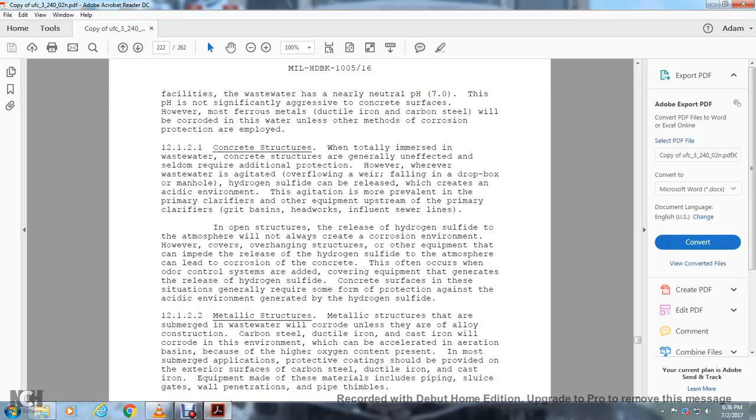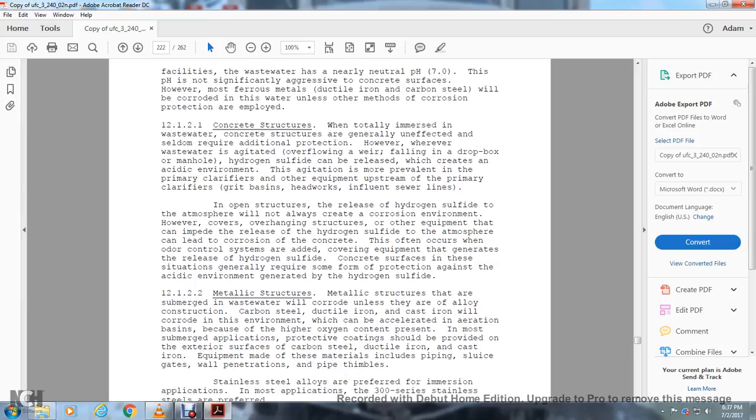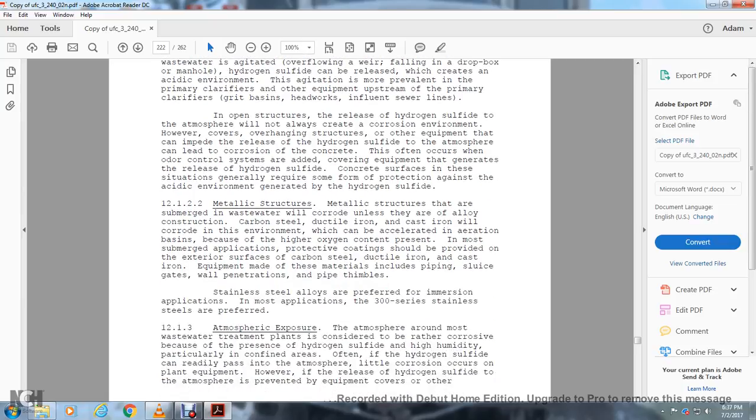An open structure that releases hydrogen sulfide to the atmosphere will not always create a corrosive environment. However, covers, overhangs, and other equipment can impede the release of hydrogen sulfide to the atmosphere, which can lead to corrosion of the concrete. This often occurs when odor control systems are added with covering equipment that concentrates the released hydrogen sulfide against concrete surfaces and the solution. The situation generally requires some form of protection against the acid environment generated by the hydrogen sulfide.